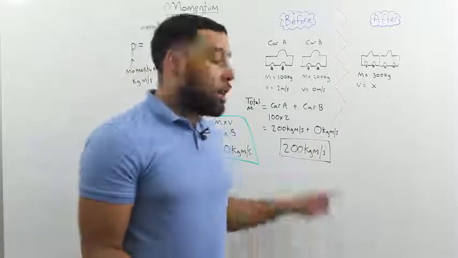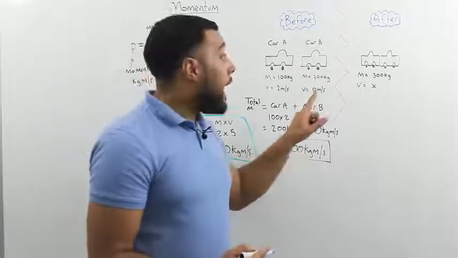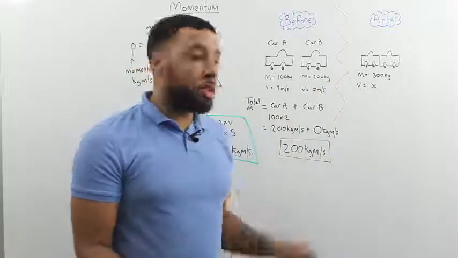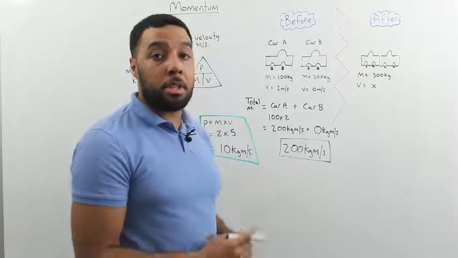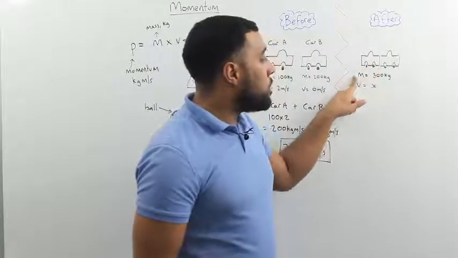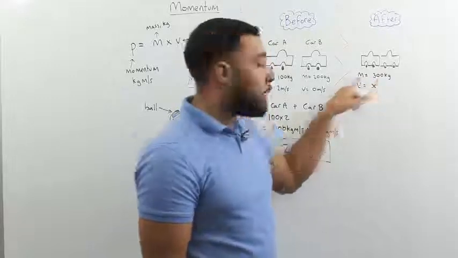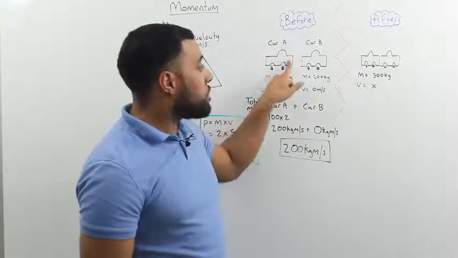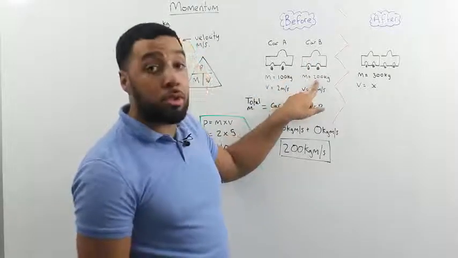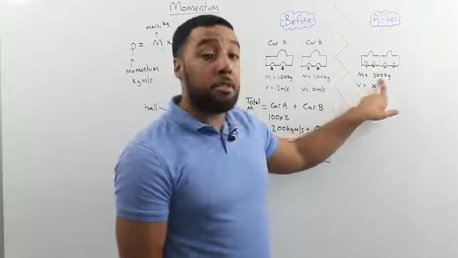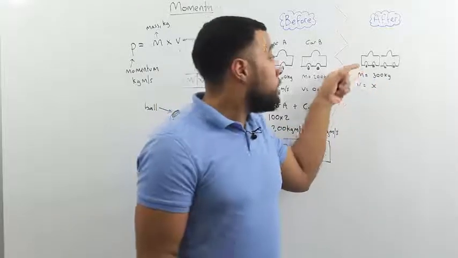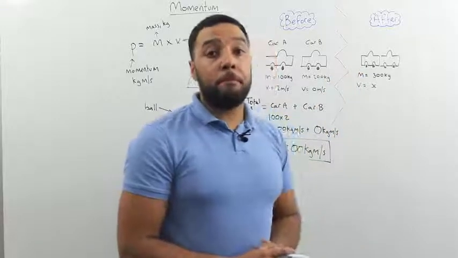Which means the total momentum after the collision must also equal 200 kilogram meters per second. Well, let's have a look at what quantities we've been given. We know the mass is 300 kilograms because the two cars have crashed together. So we just add their masses, 100 plus 200. That gives us a mass of 300 kilograms. But we don't know the velocity that both of these cars are now moving.